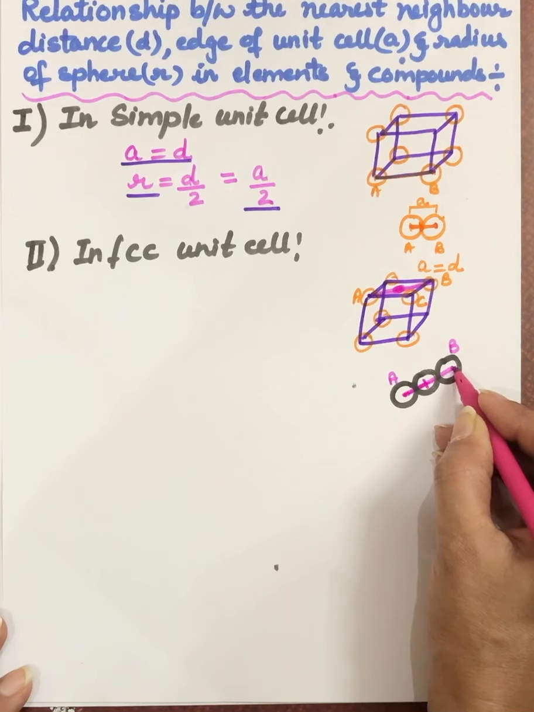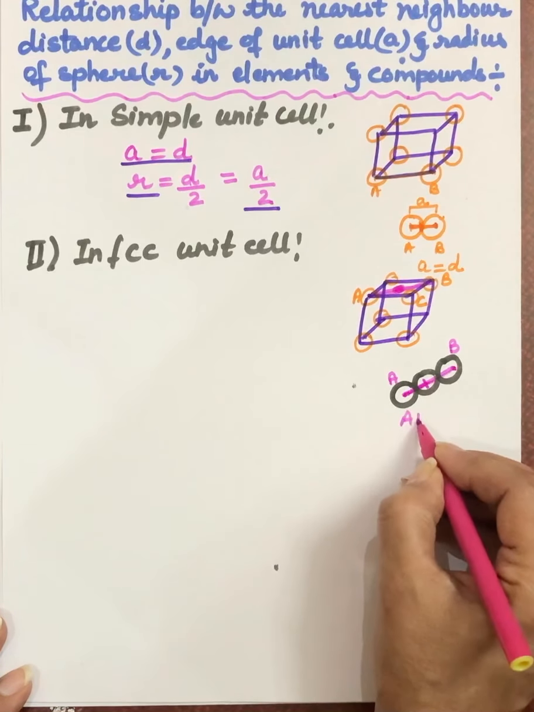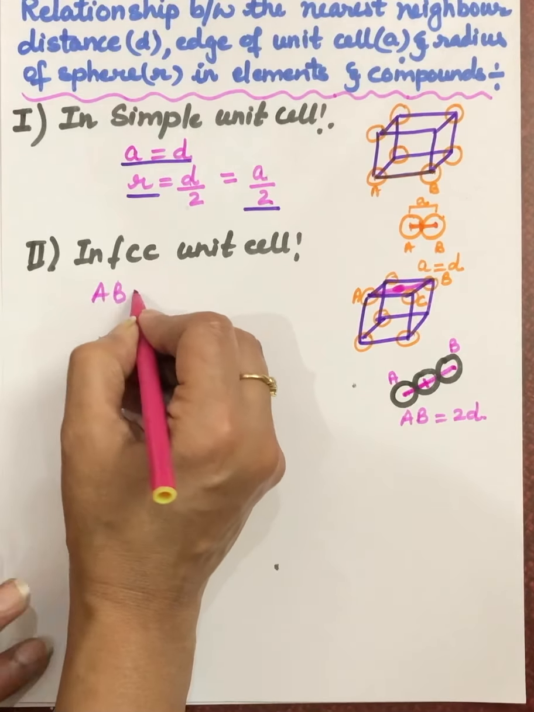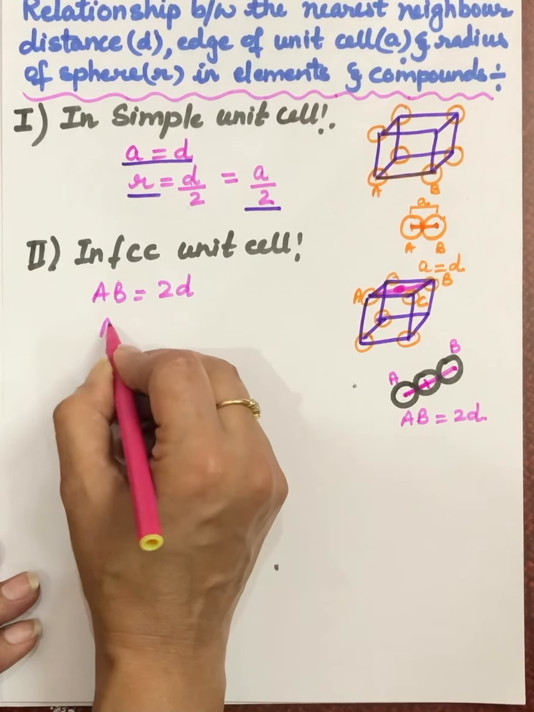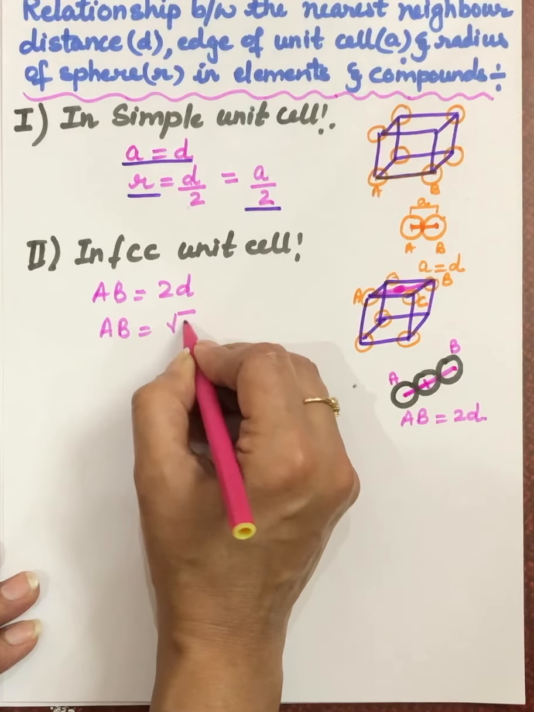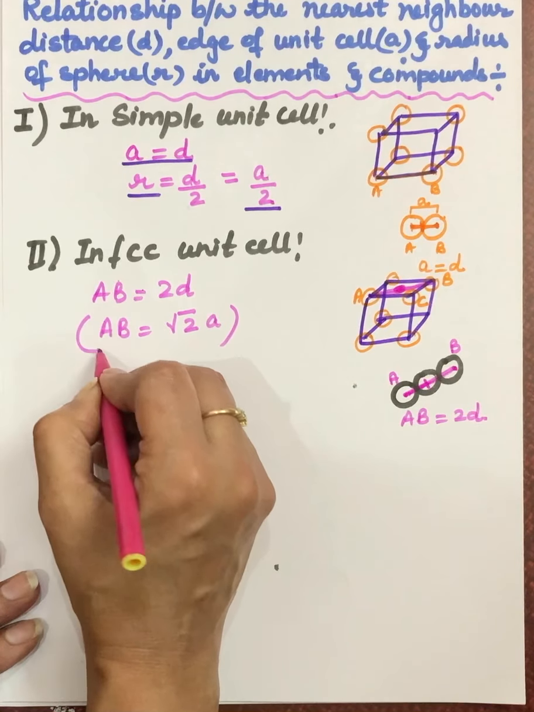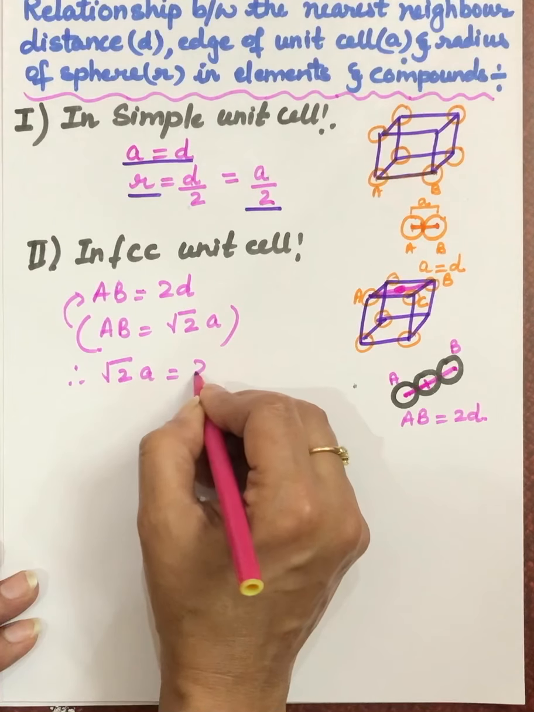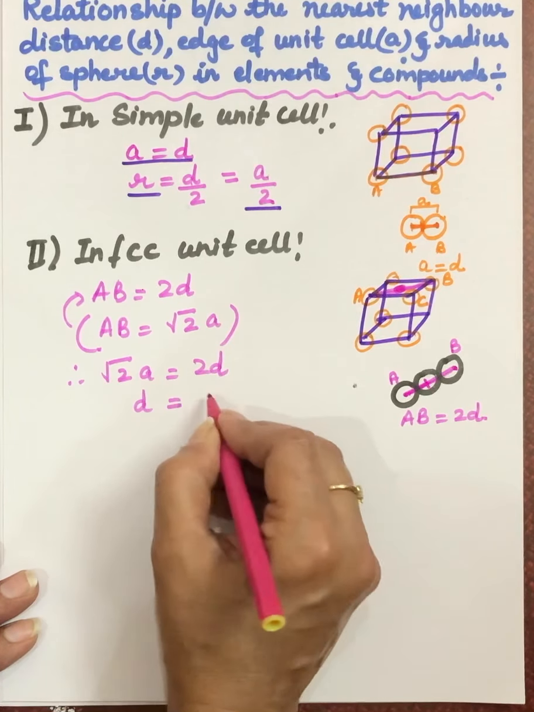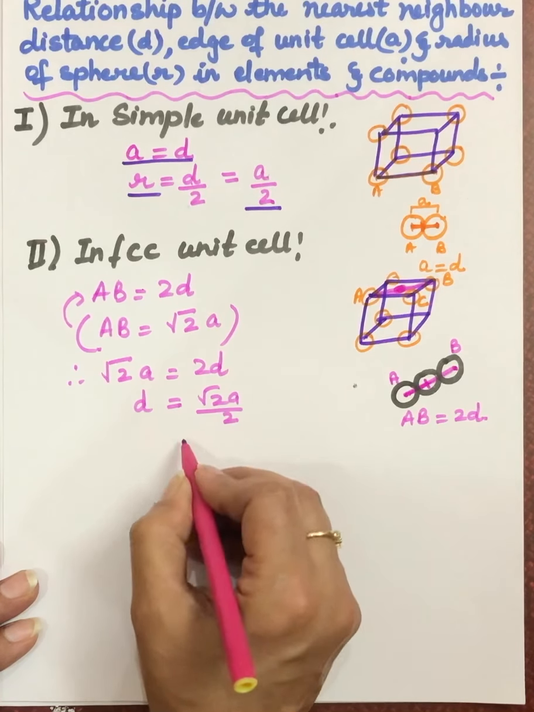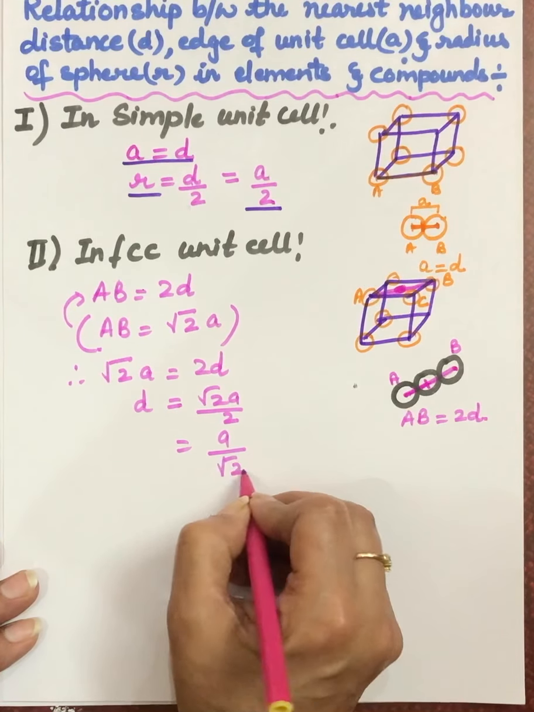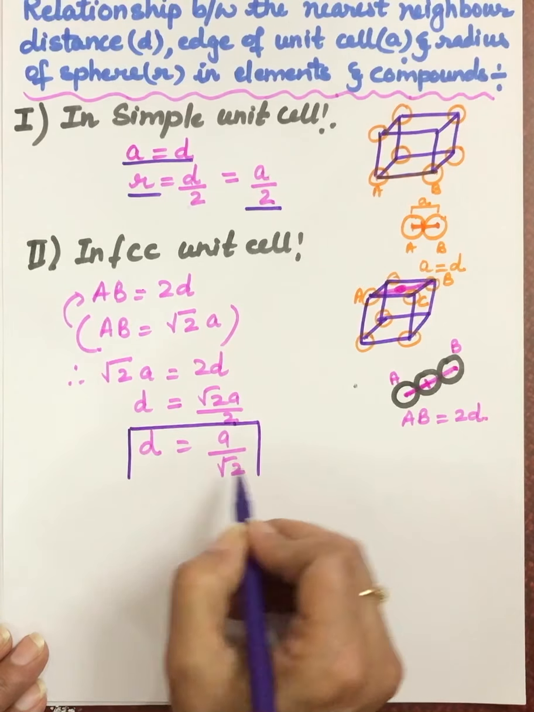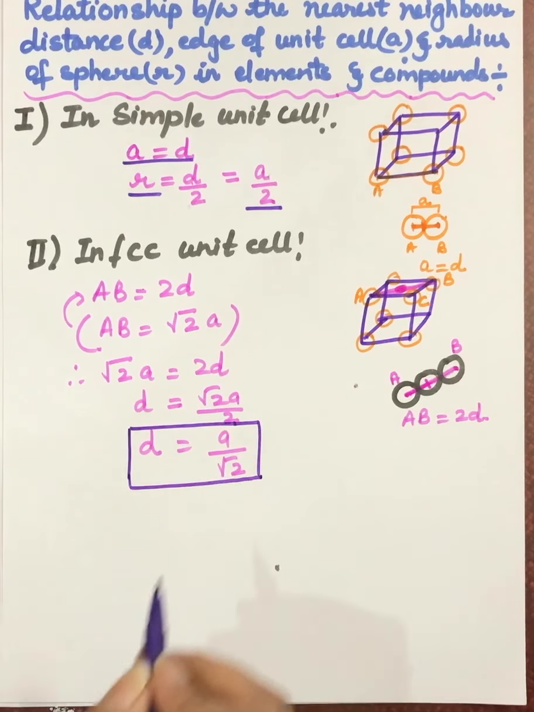So AB becomes 2D. AB is equal to 2D. And we have already done that this face diagonal comes out to be equal to root 2A. So fill the value here. This becomes root 2A equal to 2D. That means D is equal to root 2A by 2. This becomes A by root 2. So this is the formula for the nearest neighbor distance and edge of unit cell in FCC unit cell.